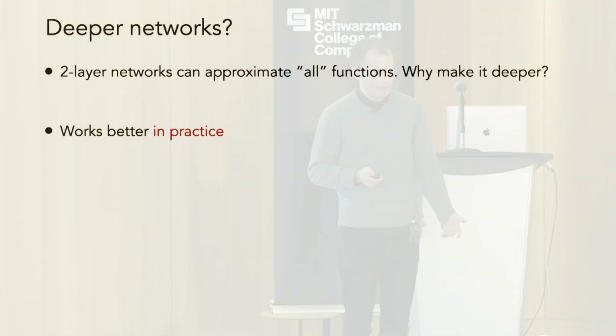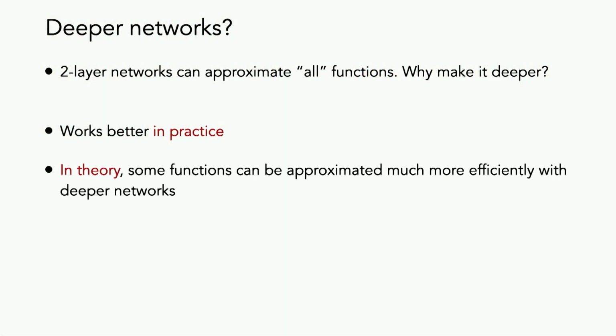And the basic idea, well, first it works better in practice, that's the main argument. But the theoretical argument is that for some functions, to approximate them well with a shallow neural network requires a very, very large number of neurons, an exponentially large number of neurons. But if you have a deep net and you keep on stacking neurons in depth, you can get away with a linear number of neurons to achieve the same approximation.